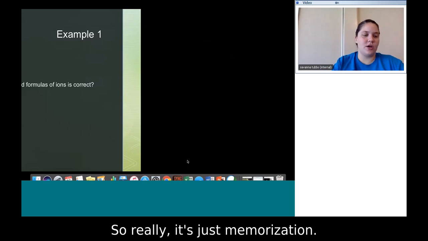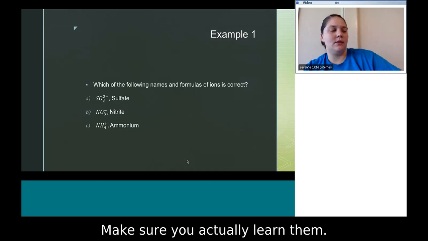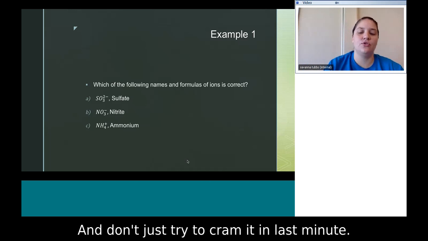So really it's just memorization. Make sure you actually learn them and don't just try to cram it in last minute.